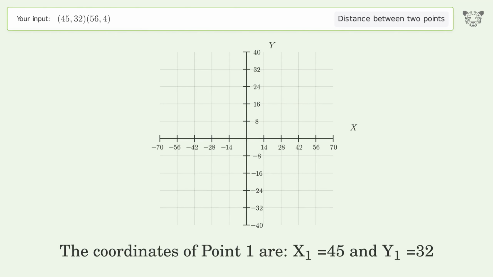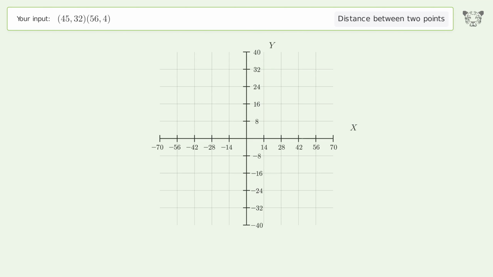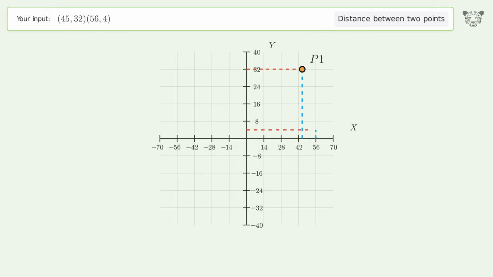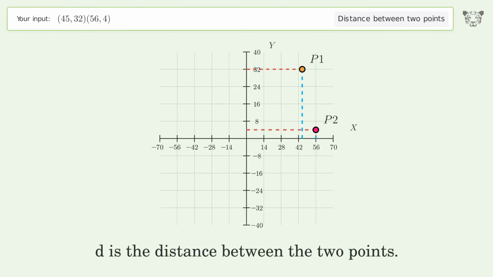The coordinates of point 1 are x1 equals 45 and y1 equals 32. The coordinates of point 2 are x2 equals 56 and y2 equals 4. D is the distance between the 2 points.